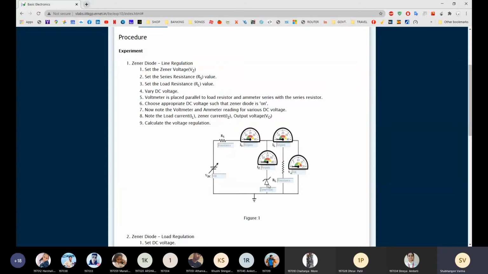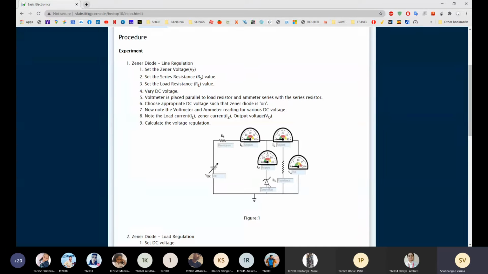Whenever you are going to buy a Zener diode, you have to tell them the Zener voltage. According to that Zener voltage, they will give you the Zener diode. In the market, Zener diodes are available in 4.7, 5.1, 5.6, 6.1, 6.5. So this is nothing but a Zener voltage. Whenever you ask for a Zener diode of 5.6, it means the Zener voltage is 5.6.